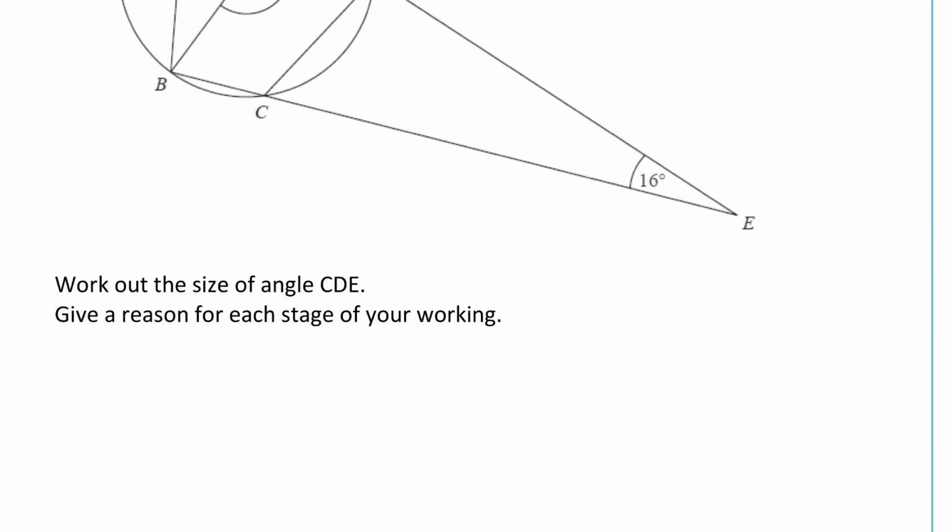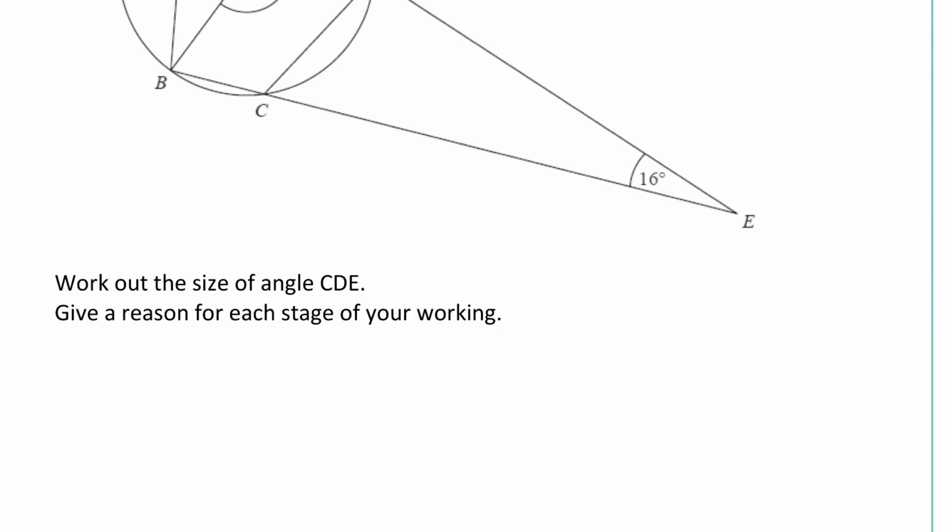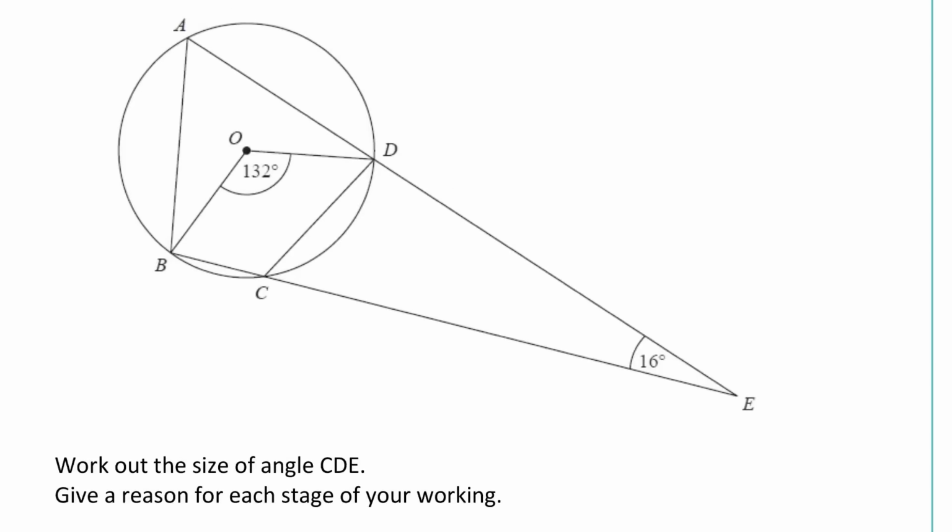I'm just going to read what it wants. It wants us to work out the size of CDE and give a reason for each stage of your working. Okay, the reason's being really important here. We're going to have to write down our circle theorems. So CDE is this angle here.